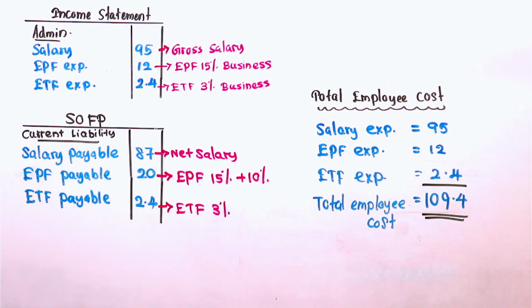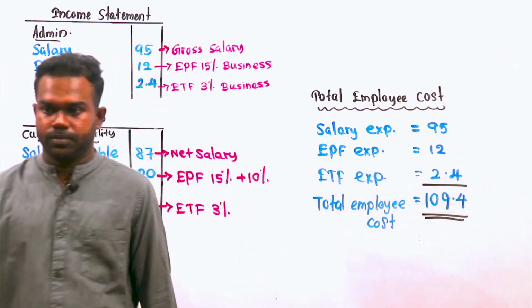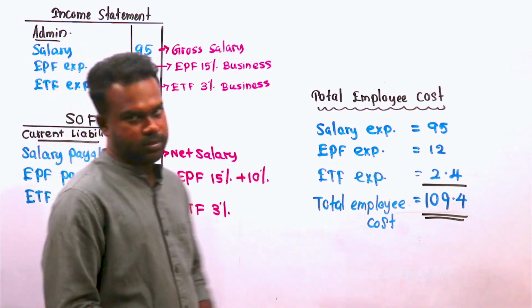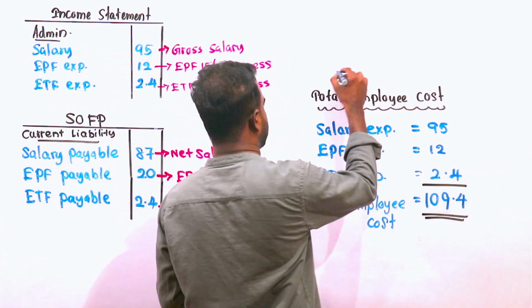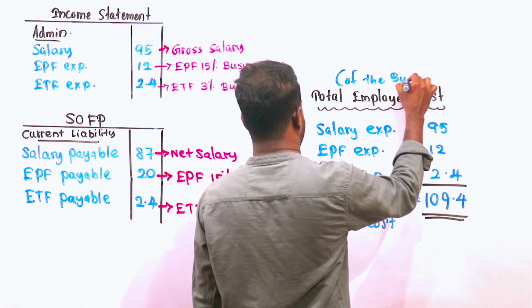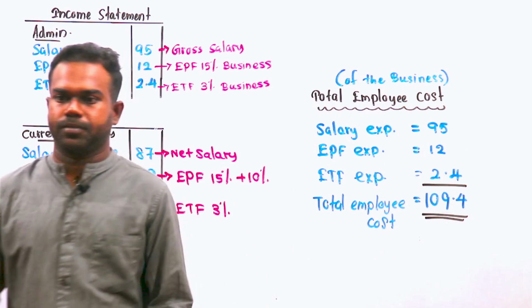This is the theory. Now I have completed all the theoretical parts. Now we have to do the questions. Total business cost means the total employee cost of the business.